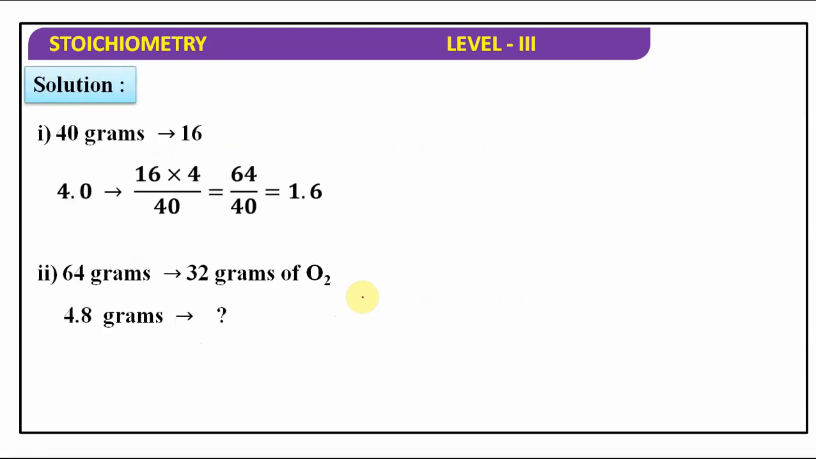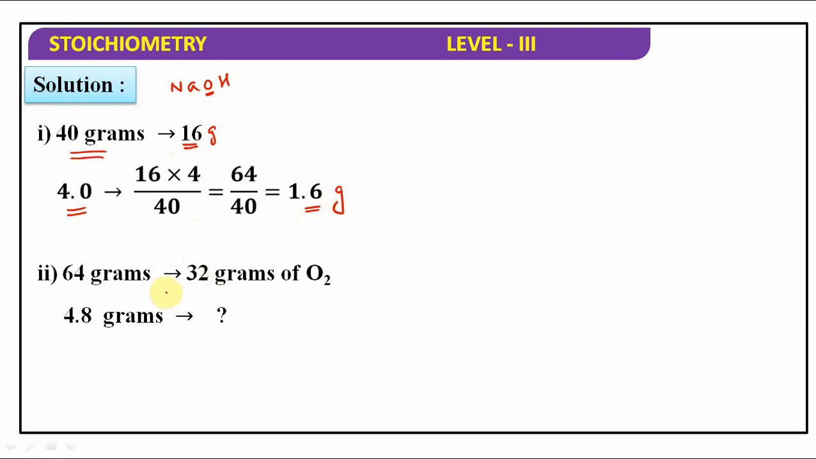First one they have given is NaOH. NaOH molar mass is 40 grams. So 40 grams of NaOH has only one oxygen, obviously consisting of 16 grams of oxygen. Then 4 grams of NaOH consists of how many grams of oxygen? 4 into 16 divided by 40 gives you 1.6 grams of oxygen.